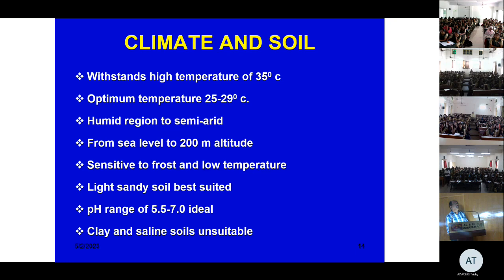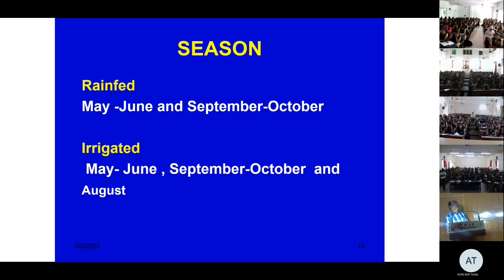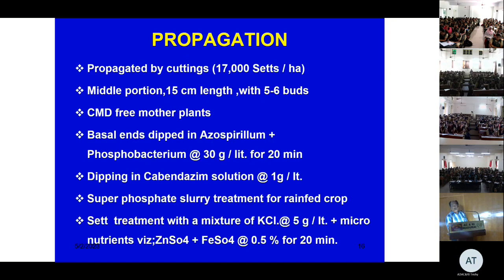So light sandy soil is best. Regarding the season, it is grown in rainfed as well as irrigated conditions. So rainfed: May, June and September, October, whereas the irrigated conditions: May, June, September, October, and another season is August. Next. Regarding the propagation, it is propagated by cuttings.